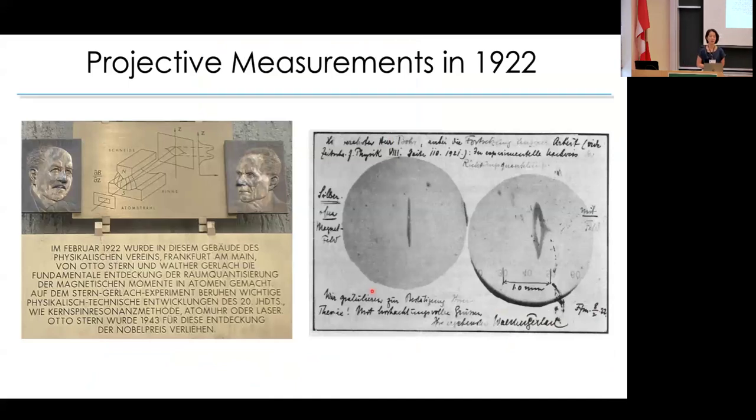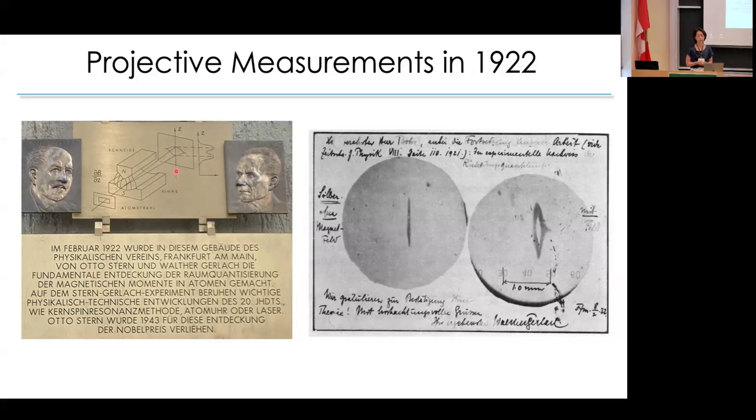So, projective measurements. This is a famous experiment by Stern and Gerlach. This is the plaque celebrating their experiment. Here is how they were able to purify, in today's language. They take a mixed state of silver atoms in an oven at high temperature, and put it through an inhomogeneous magnetic field, and it comes out in one of two possible states. This was a way of doing a projective measurement and purifying a mixed state into spin up and down for a single spin.